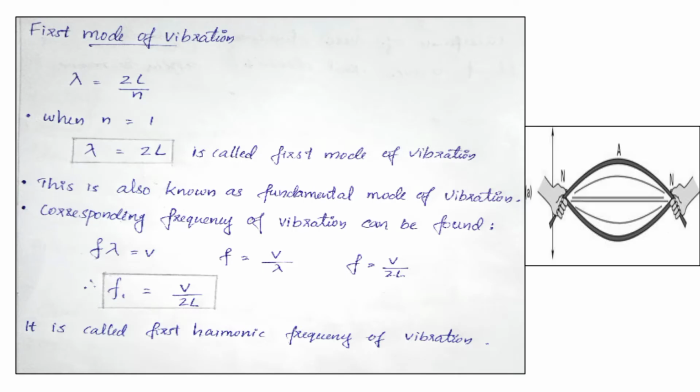In the case of the first mode of vibration, we have a string of length L with rigidly fixed ends. We know fixed ends are always nodes. This string will vibrate in a loop-like structure.